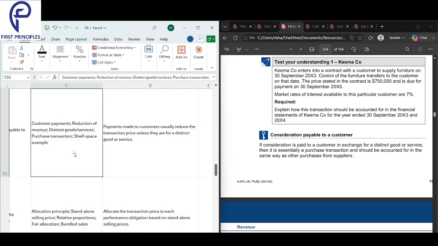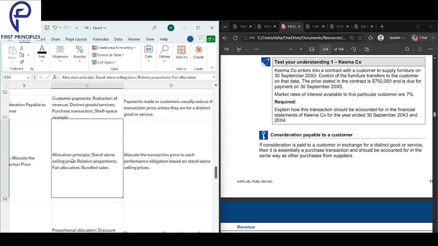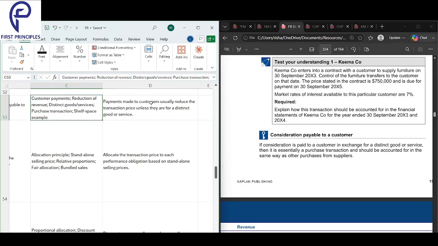If you look into shelf space, as I told you, you're paying for that particular person to keep a fridge in his shop so that he can keep your goods. So payment made to customer usually reduces the transaction price unless they are for a distinct good or service. So generally how you treat it is that it reduces the transaction price.